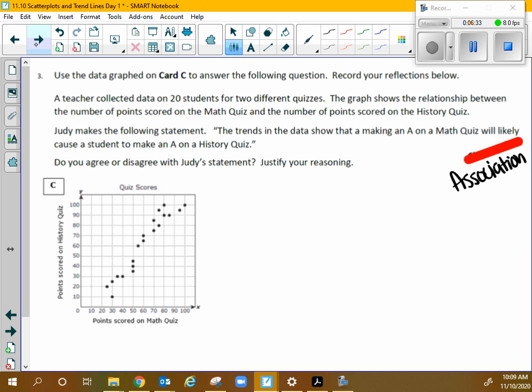Okay. First things first, change the word causation to association. That's out here on the side. Yes, causation is a word.